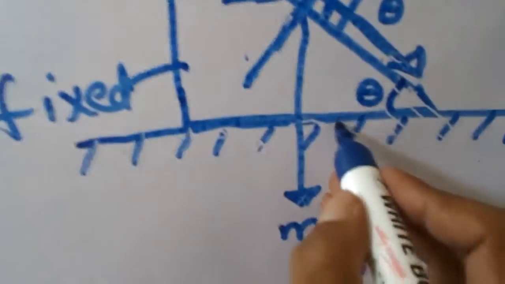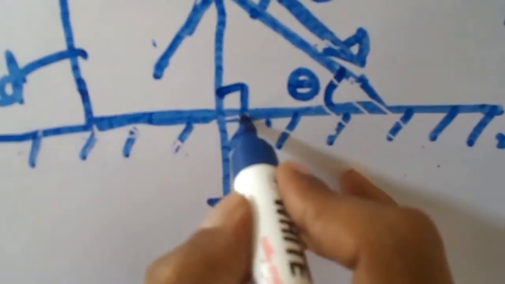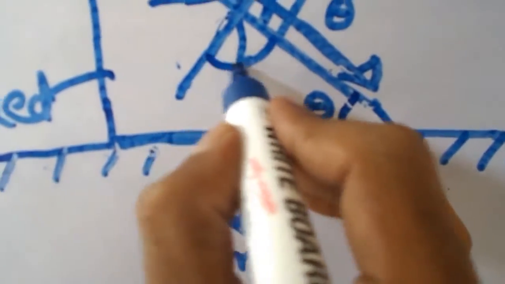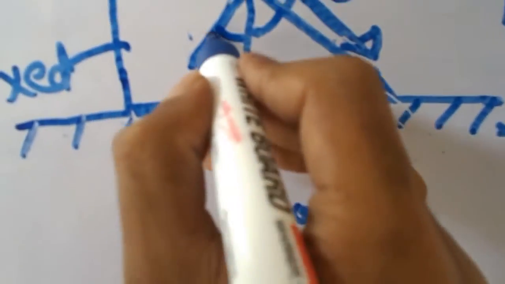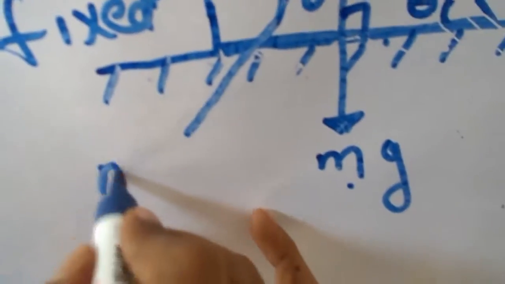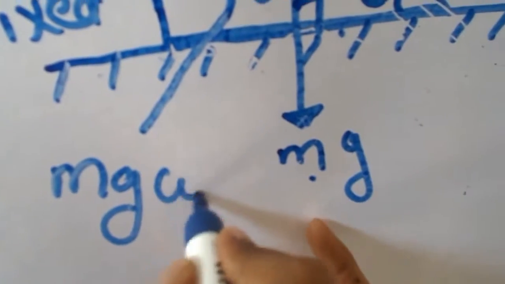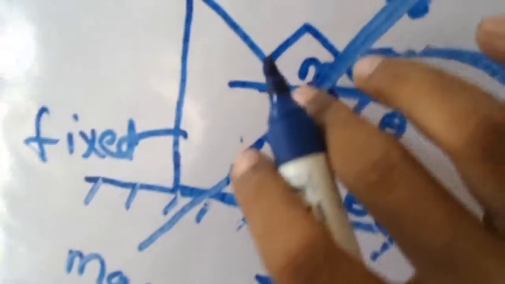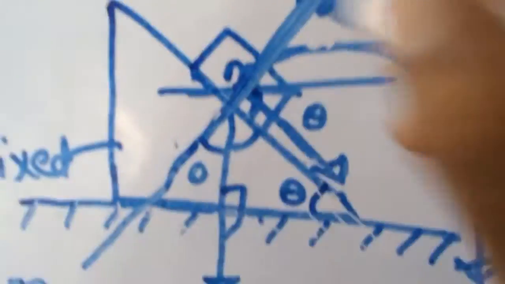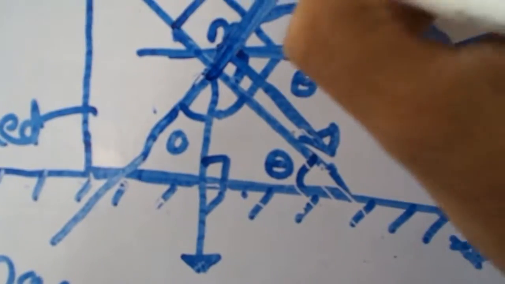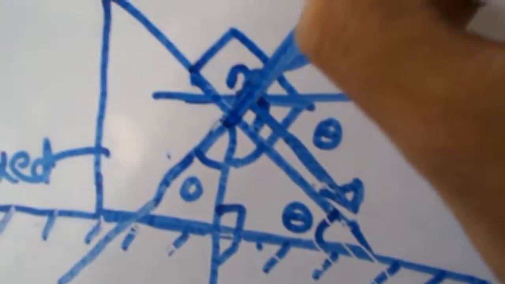So this angle is theta, this angle will be 90 degrees, this angle will be 90 minus theta, and this angle will be theta. This is mg. So what is the component along this? This is mg cos theta. And here is the surface. There is contact between the block and the wedge surface, so the wedge surface will apply a force perpendicular to its surface. This is N.